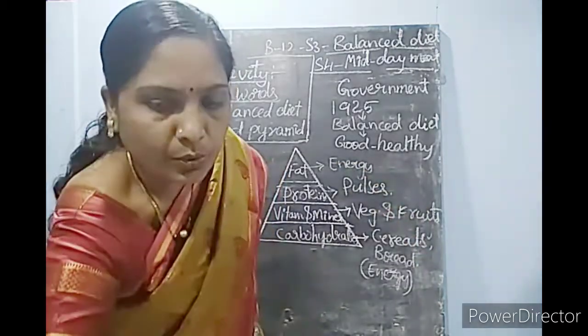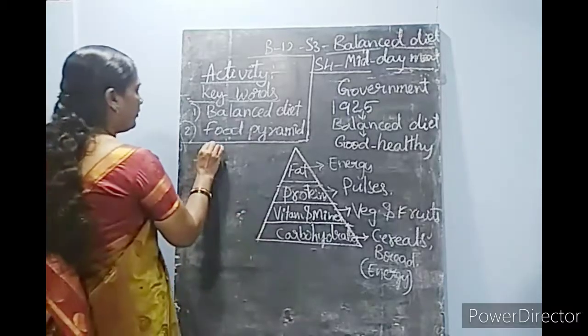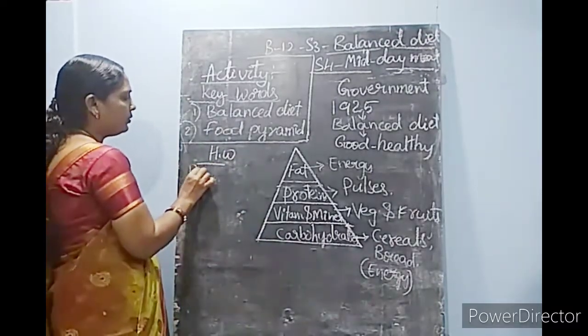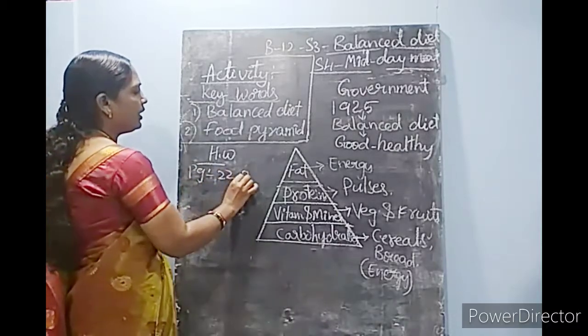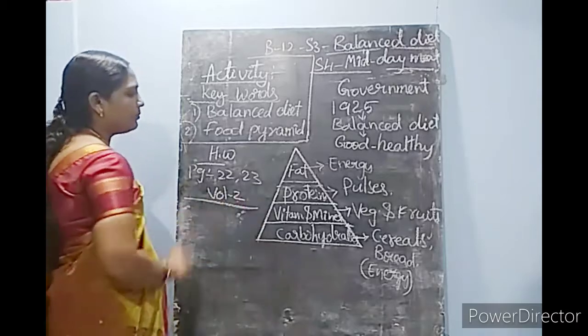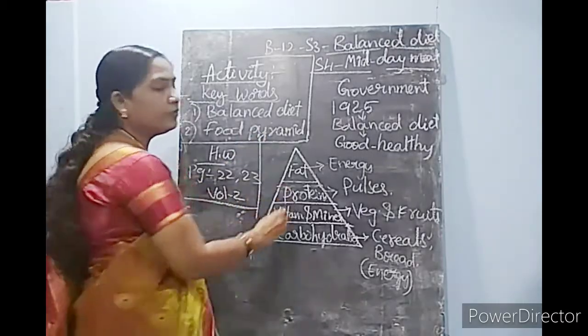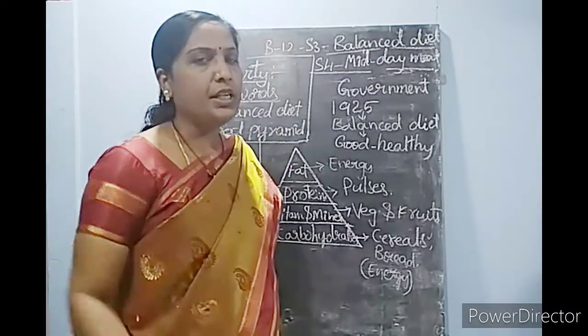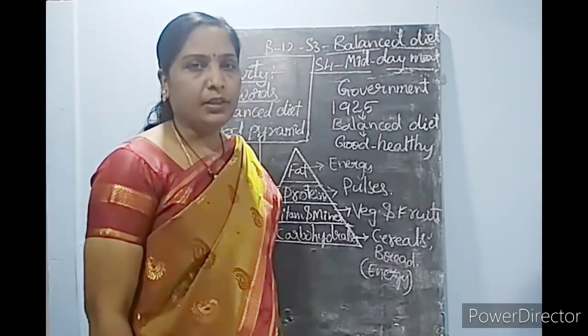So your homework today is to complete page 22 and 23 in volume 2, children, and at the same time draw the diagram of the food pyramid in your notebook and label it neatly. Okay? Thank you.